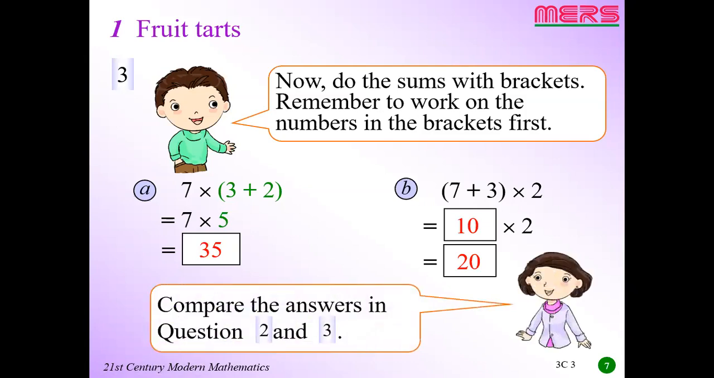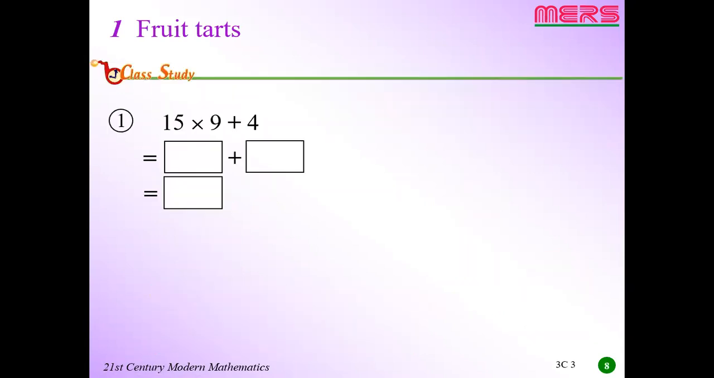Okay, so now you may compare the answers in question 2 and 3. Always remember that if we have brackets, we will work on the numbers in the brackets first. And then we will do the multiplications. The last one will be addition. Okay, so now you will be given 4 questions for your class study. You may stop playing this video until you finish all the questions below.